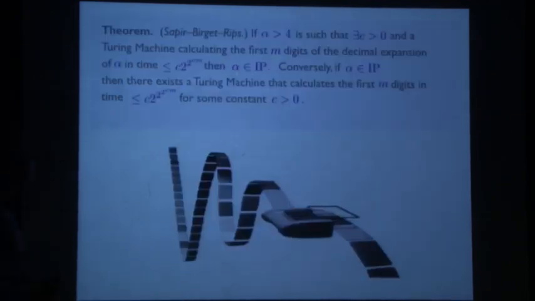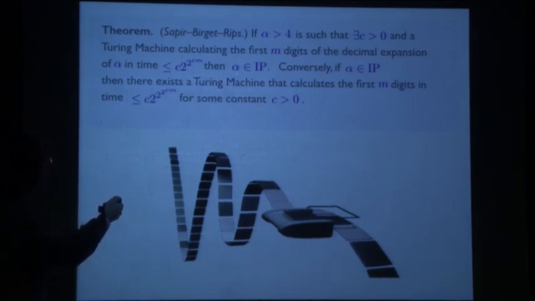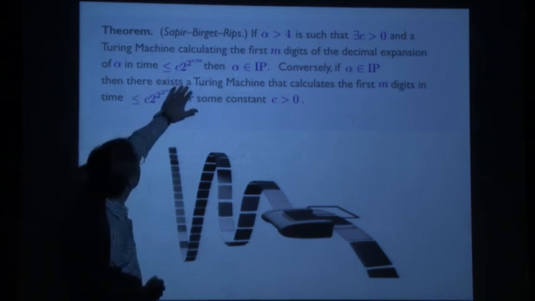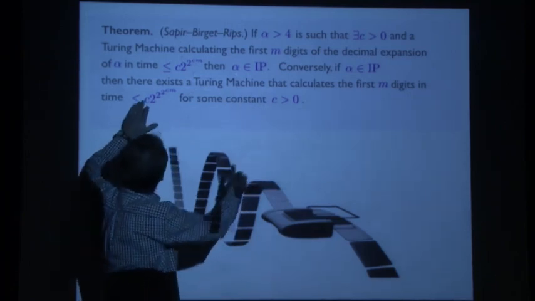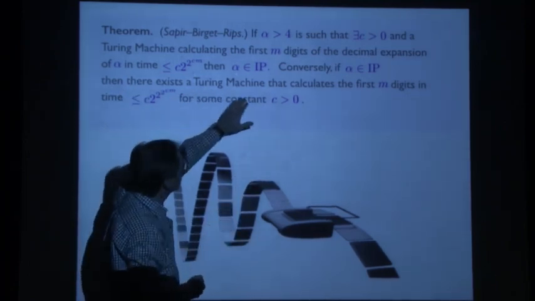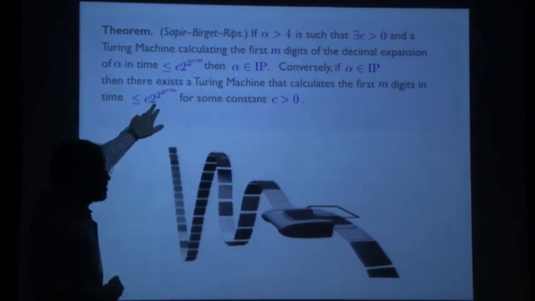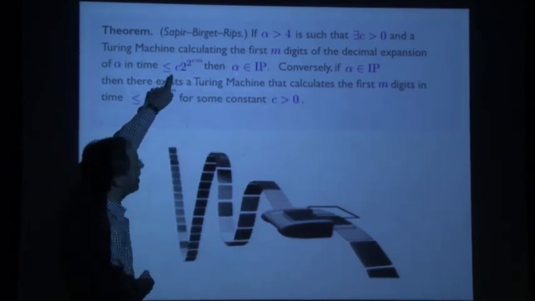And so building on the previous theorem of Olshansky, Sapir, Birget, and Rips, they're able to tell you exactly which alphas, at least when alpha is greater than 4. So if alpha is greater than 4, and there exists a Turing machine and a constant C such that the Turing machine calculates the first m digits of a decimal expansion of alpha in that amount of time, then alpha is in the isoperimetric spectrum. And conversely, if you're in there, then there exists a Turing machine that calculates the first m digits in that amount of time. And this is one higher exponential.